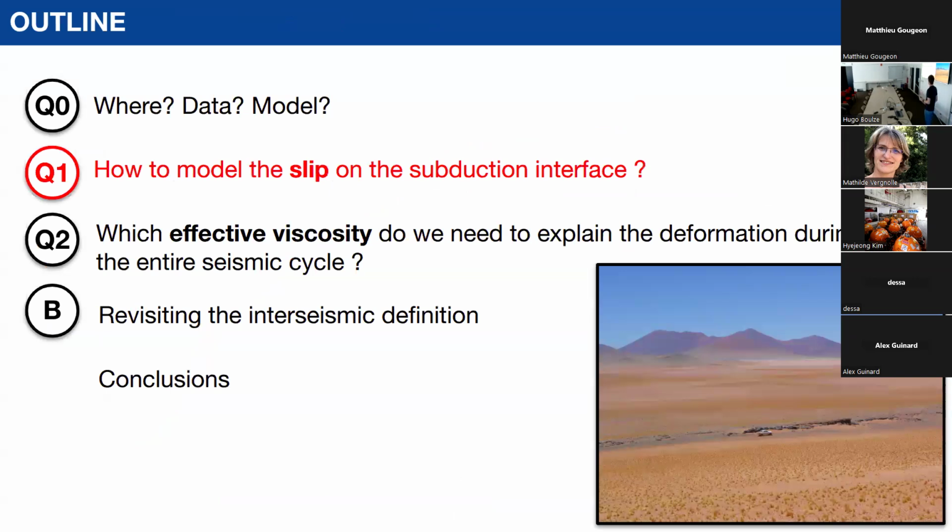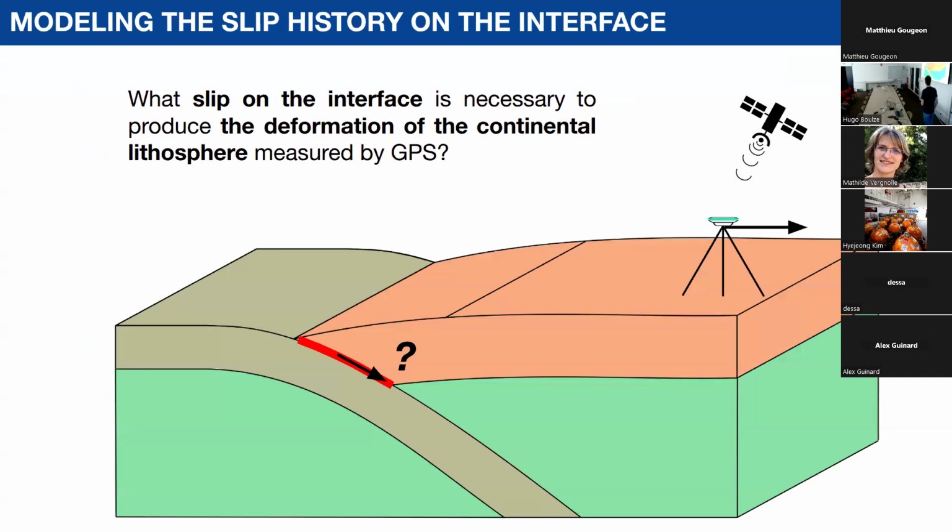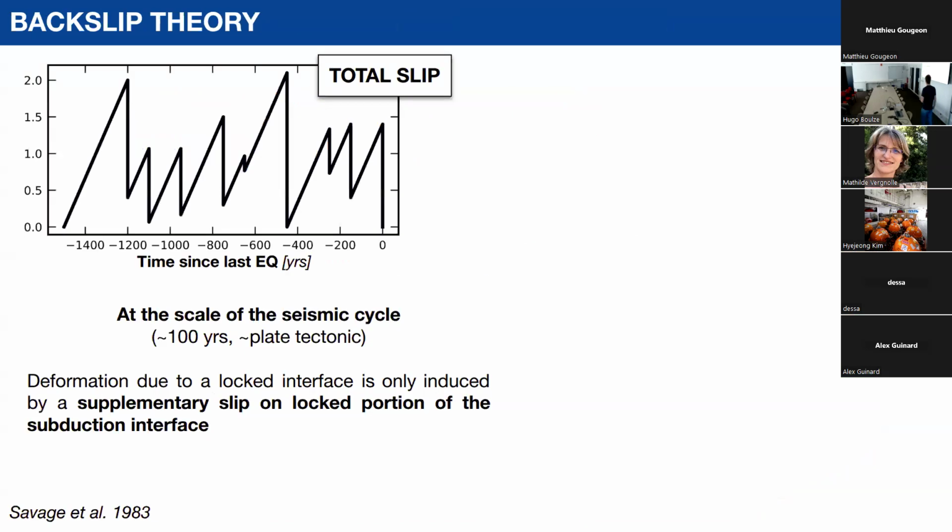So we are in Chile, we have data, we have GPS data, we have a model. Then how to model the slip? The first question is how to model the slip on the subduction interface. So the question is simple: what history of slip, what slip on the interface, what earthquake history do we need here to reproduce the deformation field we are measuring today with GPS?